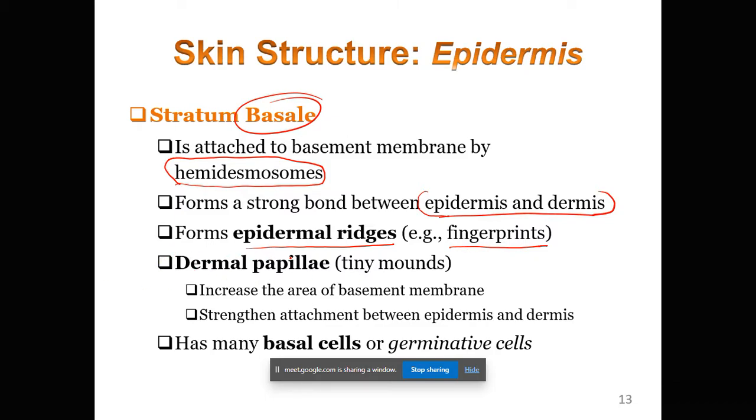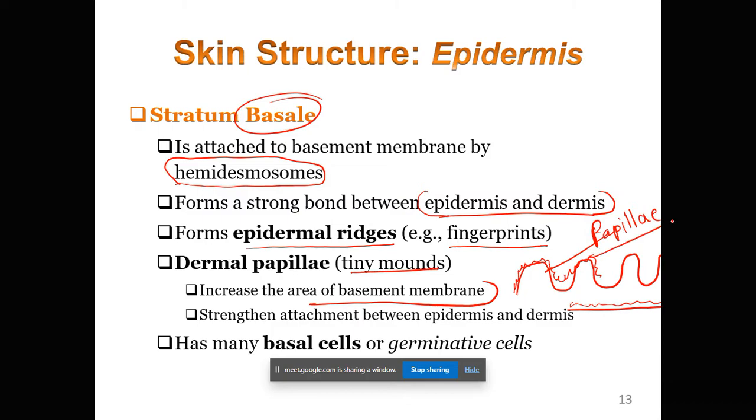Dermal papillae, that is tiny mounds, increase the area of the basement membrane. When we say papillae, it is like this structure. If it is flat like this, then the surface area available to make contact is less. But when it happens like this, the surface area is greater. So this structure is called papillae. Whenever a structure like this comes, it will be described as papillae.